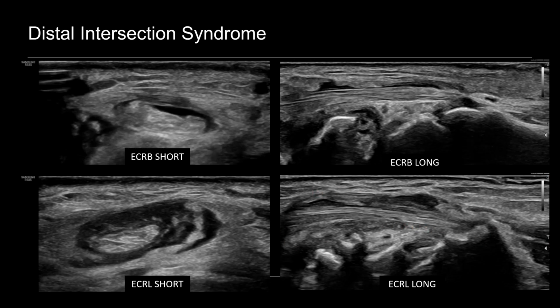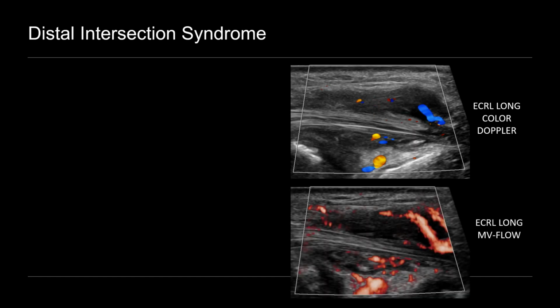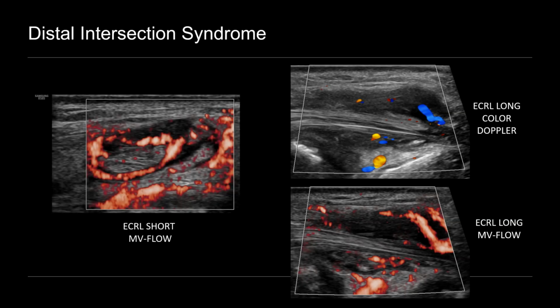Now let's focus a minute on that extensor carpi radialis longus tendon. If we add color Doppler, we see that there is hyperemia within that expanded tendon sheath, and that's further brought out with the addition of MV flow imaging. If we turn back short axis, we can see this marked hyperemia, this inflammatory neovascularization about that tendon sheath.